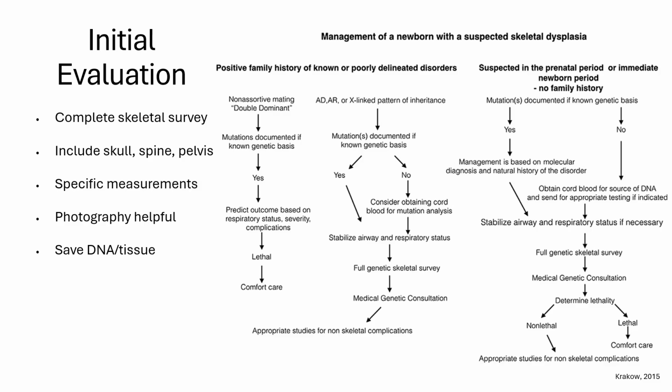Photography serves as an important adjunct to your clinical documentation because it captures subtle dysmorphic features that might be difficult to describe in words. Consider taking systematic photographs that document facial features, body proportions, and specific abnormalities from multiple angles. These images become particularly valuable when consulting with genetic specialists who may not be able to examine the baby directly.